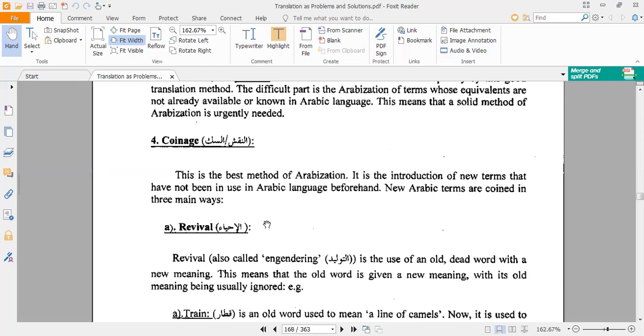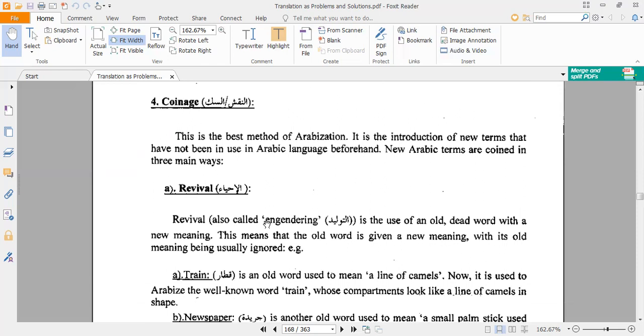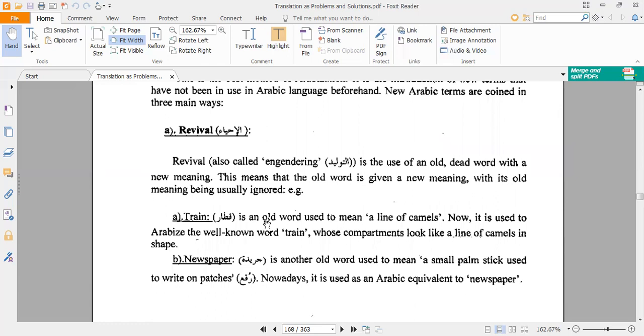Okay, we have several ways of coinage. The first way is revival, al-ihya. Al-ihya means we have something which is dead or old, and we reuse it. So revival means reusing old terms which are no longer used currently, such as train, القطار. طيب هانك train في الماضي كنا نستخدمها as a line of camels، يعني قطار من الجمال، مقصود فيه خط أو قطيع أو طابور من الجمال، جمال ورا بعض، هذا بنسميه قطار. Okay, so we can use it to refer to the train, القطار.